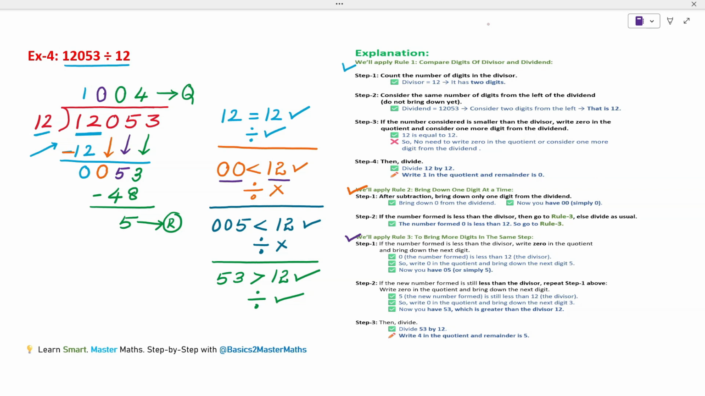Observe here, you have divided the digits 1, 2 in the first step and you have divided the digits 0, 5 and 3 in the second step. So, you have divided all the digits of the given dividend. Hence, you can say this division is completed. Got it?